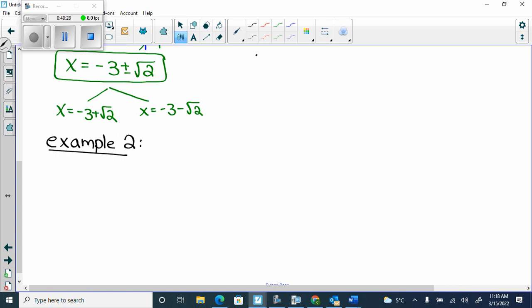Okay, you're going to try this one now. 0 equals 3x squared plus 12x plus 12. I want you to solve this one with the quadratic formula as well. You could actually solve some by factoring, but I do not want you to do that because we're discovering the quadratic formula, the discriminant and nature of roots. So I want you to solve it with the quadratic formula.